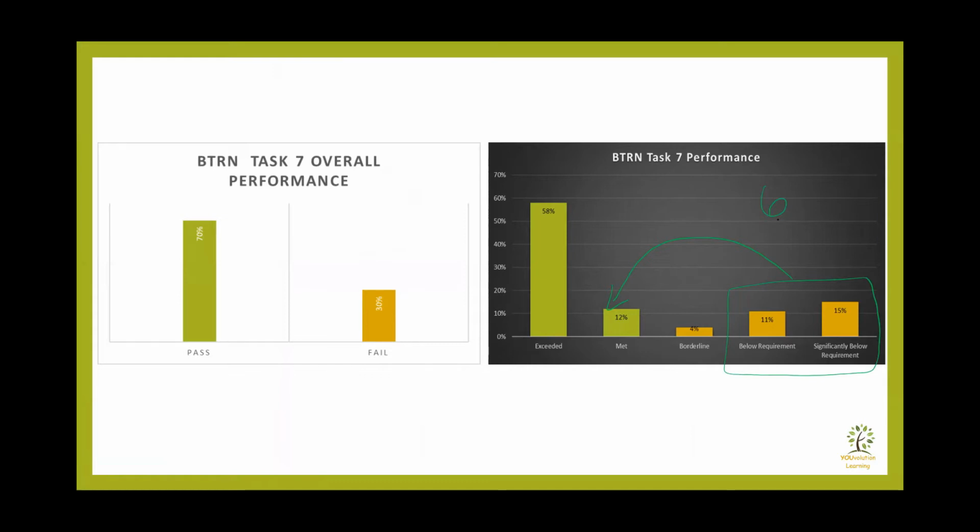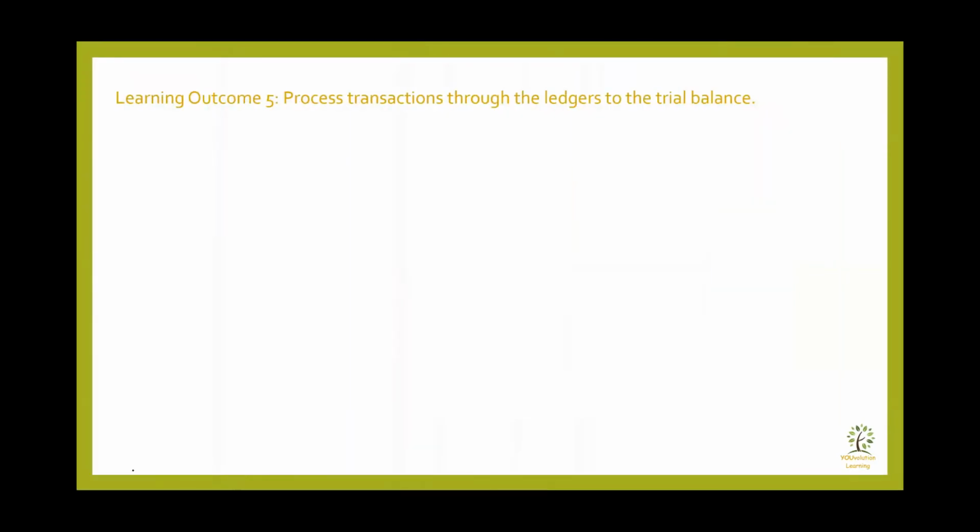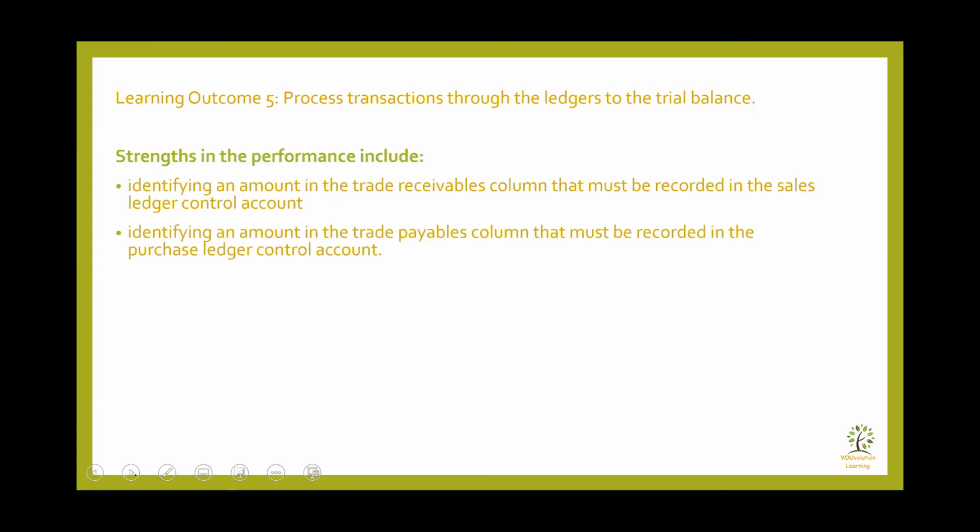Now, in order for us to get you from below requirement and significantly below to MAAT, we're probably looking at around about 6 marks, which is around about 50% of the marks available for you in this task, because I think it's a 12-mark task. So let's take a look at other advice that the examiner has provided to us.